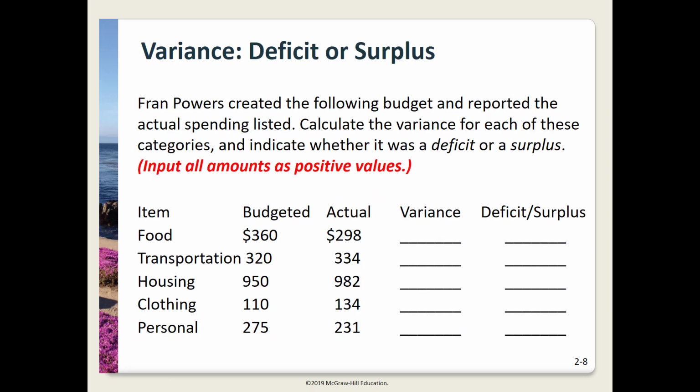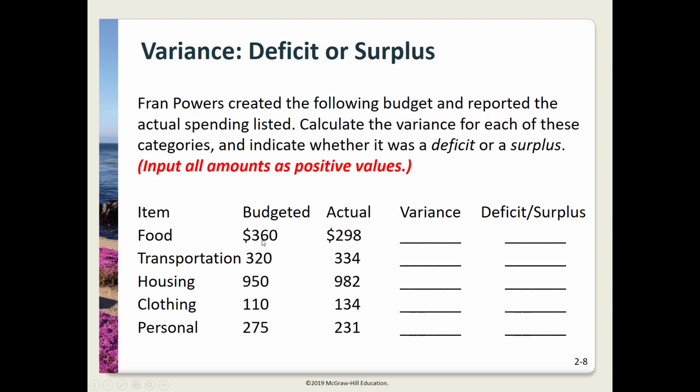In this problem, we're going to be working with the variance of our budgeted versus actual expenditures. So Fran Powers created the following budget and reported the actual spending listed. Calculate the variance for each of these categories and indicate whether it was a deficit or a surplus. Note that the homework asks you to input all amounts as positive values. So even though when we use our calculator to take our budgeted amount, subtract our actual amount, we're going to get a variance that's either positive or negative. And that's going to tell us any negative variances means we have a deficit, and any positive variances are a surplus.